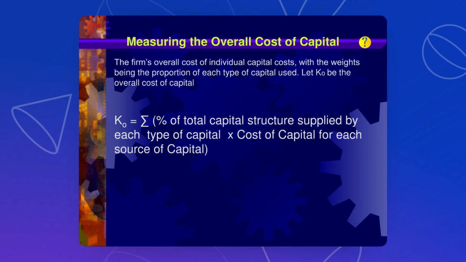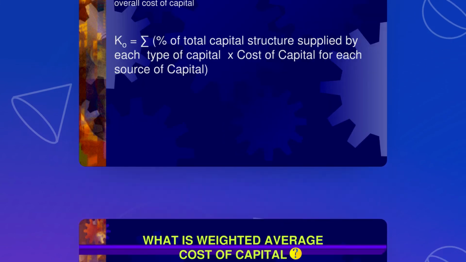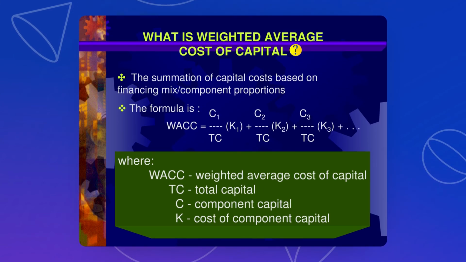The firm's overall cost of capital is computed with the weights being the proportion of each type of capital used. Class, it is the summation of the total structure supplied by each type of capital, multiplied by the cost of capital for each source of capital. So that's the formula of our cost of capital. Here is another formula, although it is a bit unclear, don't worry.